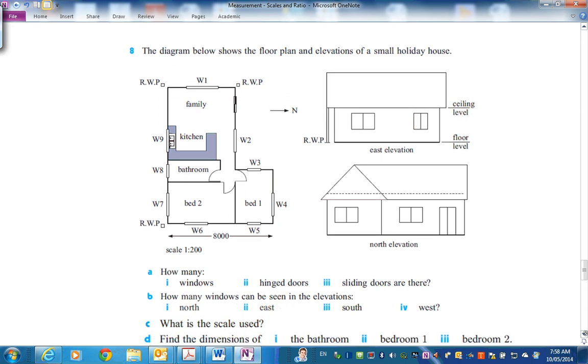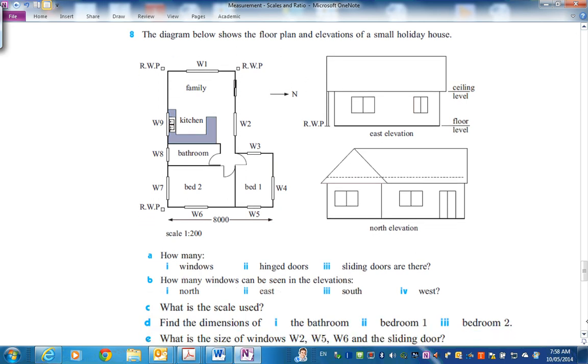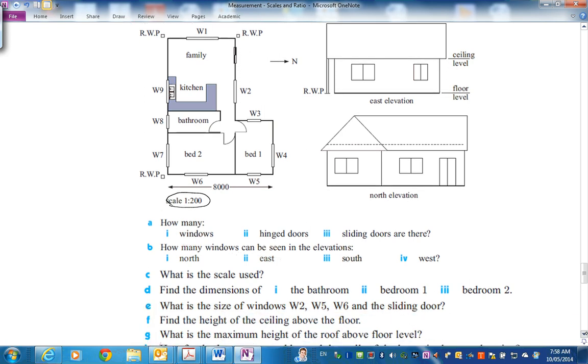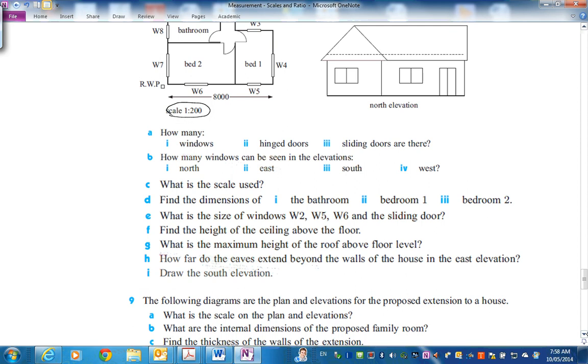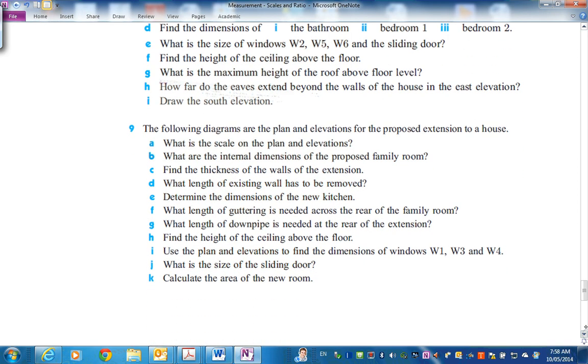Question 8, small holiday house and the floor plan. So you need to actually again measure this, and there's the scale. Measure it from the textbook. Okay. Let's go to the last one now. Question 9.